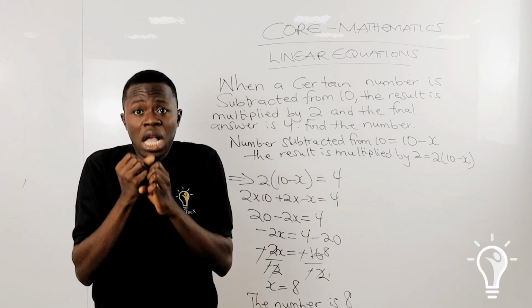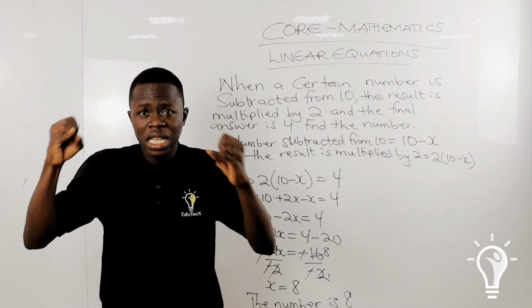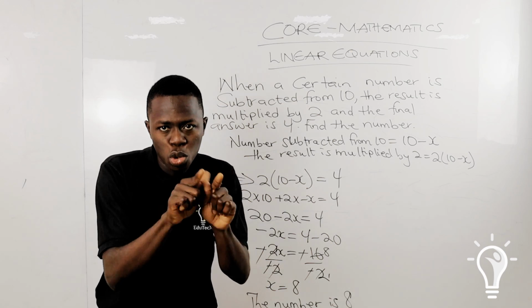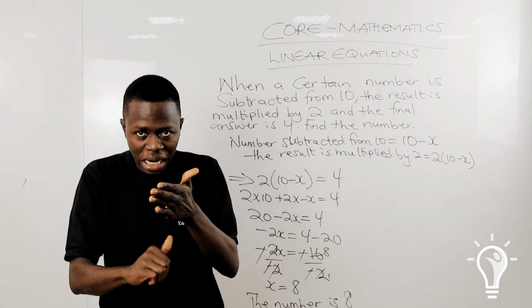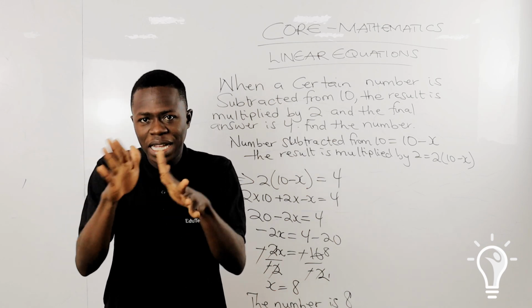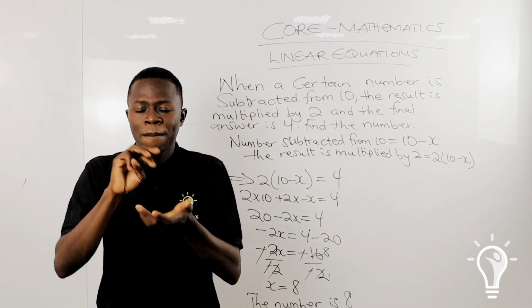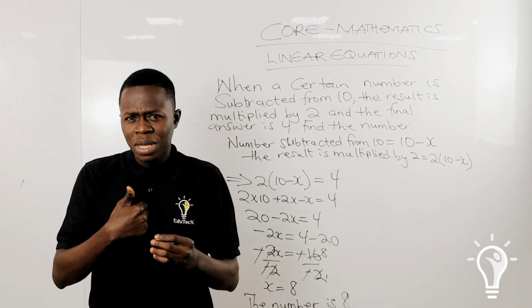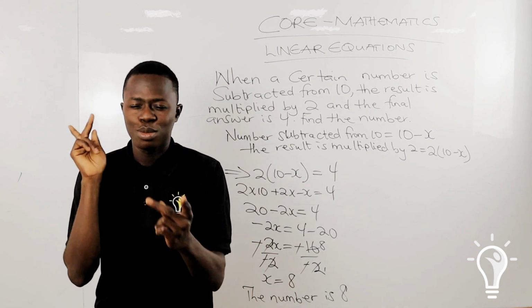Then we are going to follow the steps that we studied in our previous lessons. We group like terms, we add and subtract the like terms, then we divide both sides of the equation by the coefficient of x. So when we are able to follow all these steps, we'll be able to solve linear equations involving word problems.